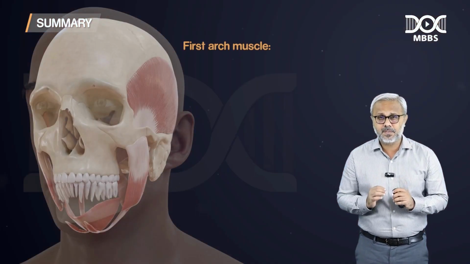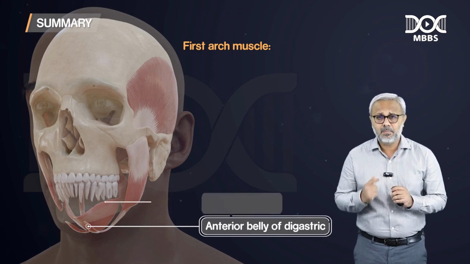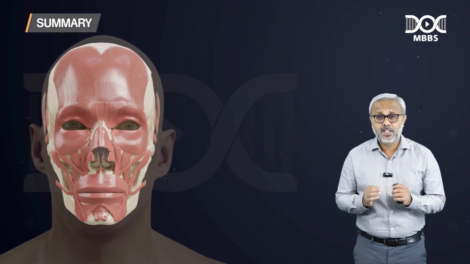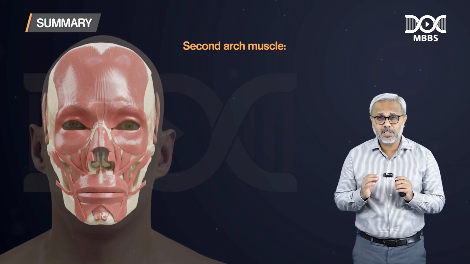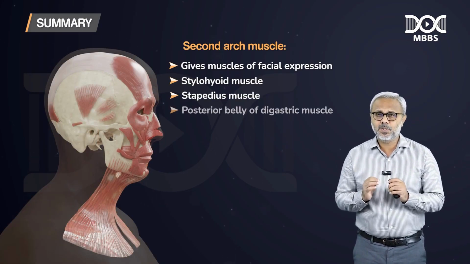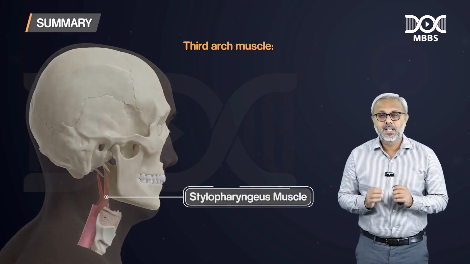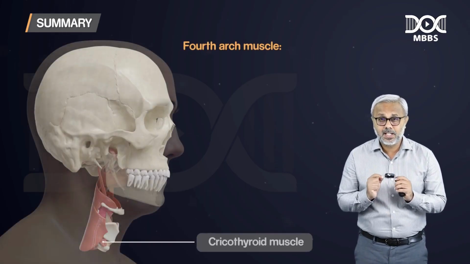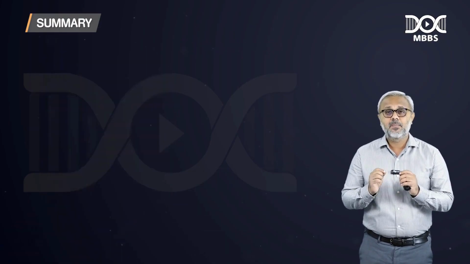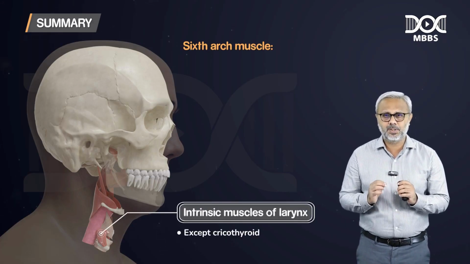The muscles of the first pharyngeal arch include the muscles of mastication, anterior belly of digastric, mylohyoid, tensor tympani and tensor veli palatini. Muscles of the second pharyngeal arch include all the muscles of facial expression, stylohyoid, stapedius and then posterior belly of digastric. Muscle of the third arch is stylopharyngeus. The muscles of the fourth arch are cricothyroid, levator veli palatini and the constrictors of the pharynx. Muscles of the sixth arch include all the intrinsic muscles of the larynx except for cricothyroid.